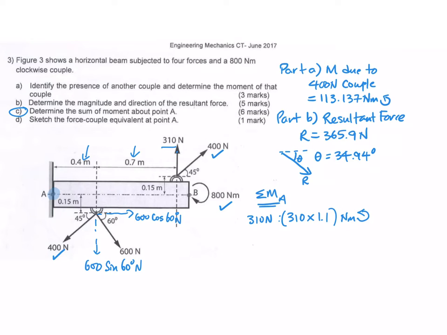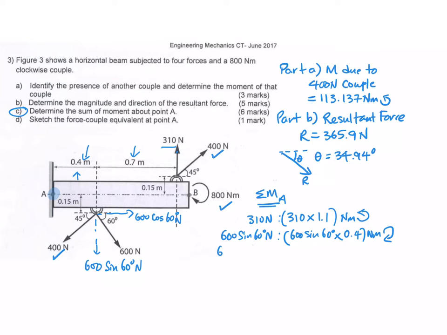Then we have the 600 sine 60 degrees Newton force. So that will give me 600 sine 60 degrees multiplied by the perpendicular distance. Perpendicular distance will be 0.4 to point A. So it's 0.4 meter, Newton meter. And the turning moment is clockwise.